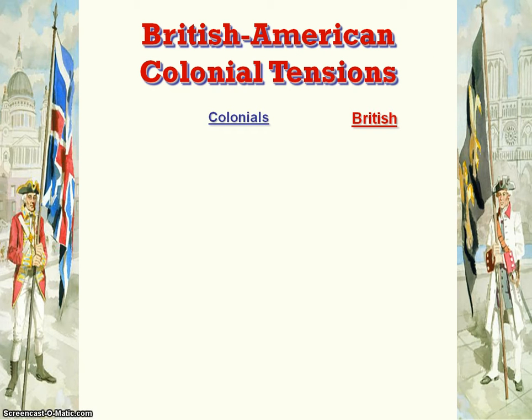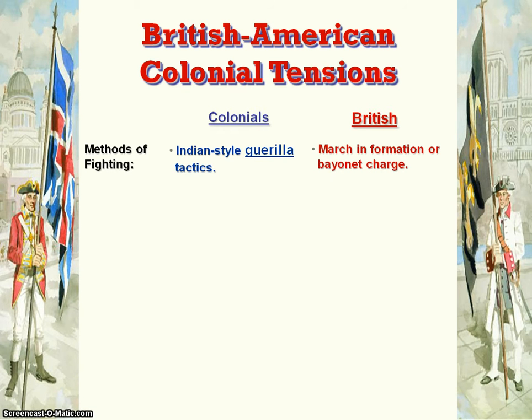But here's the key component of why the French and Indian War is so important. Remember, this is the first stone thrown in the pond. Imagine that clear, clean pond there. And the British and American colonial tensions were extremely high. Colonists had a whole different way of thinking about things, especially when it came to fighting. They used the Indian style of guerrilla tactics, whereas the British used their old school march in formation, bayonet charges, and dominate with power and just sheer size.